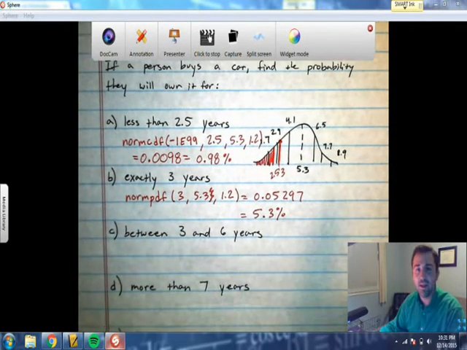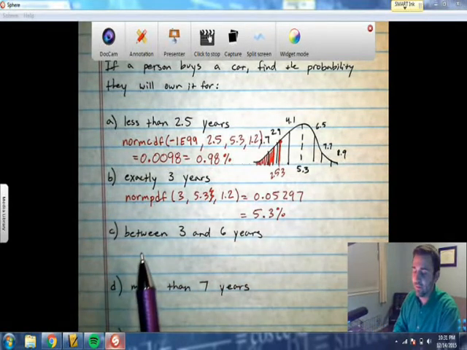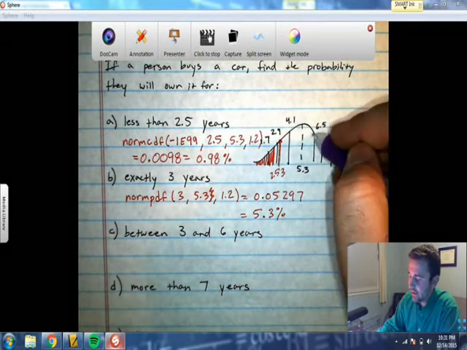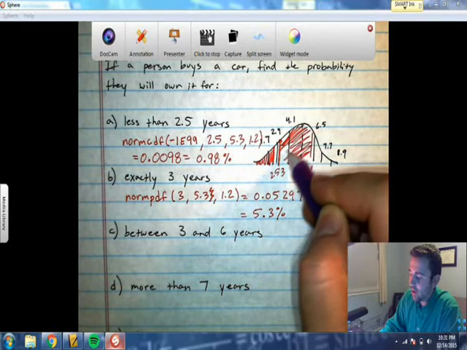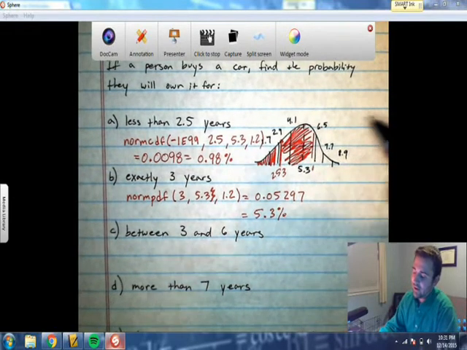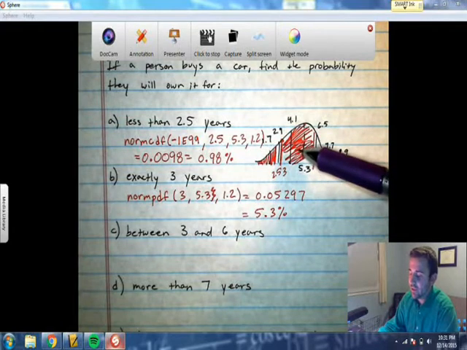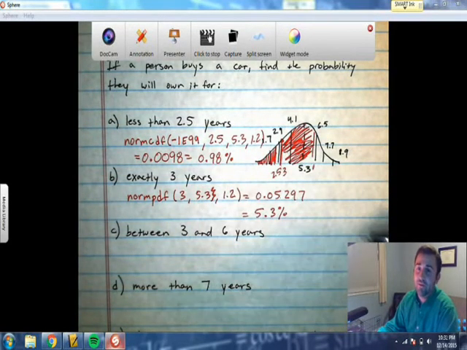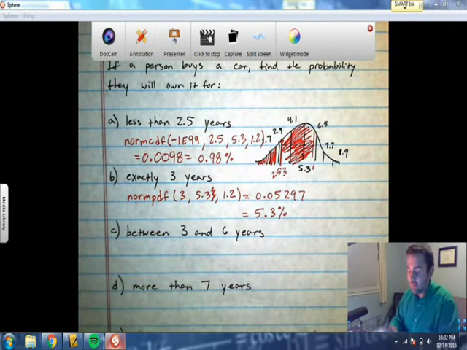Now let's look at the probability that an American who buys a car will own it between 3 and 6 years. So between 3 and 6 years, we want to find the area all under the curve here. The reason I have us sketch it is we want to look at it and say, okay, this looks like a lot more than the first probability that we found. And as it should be, because more of the data lies within the middle of our distribution.